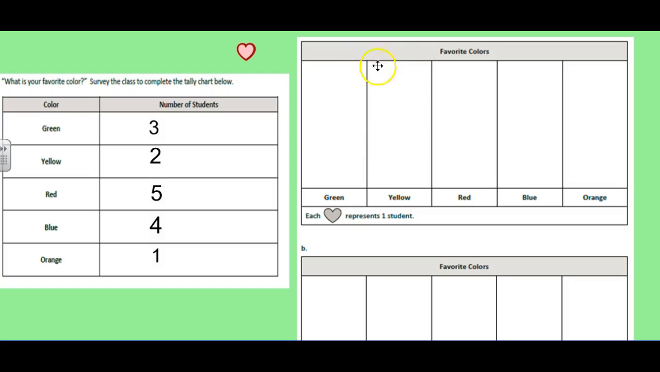And we're going to start on the top chart, which is chart A. And this one's easy because each heart just represents 1 student. So whenever I'm looking at green, I had 3 students, so I'm just going to draw 3 hearts. However many students you had that chose green, that's how many hearts you need to put. So I'm going to let you fill in yellow, red, blue, and orange with however many hearts you need, depending on what your chart looks like. And when you're ready to move on to part B in the next chart, I want you to push play.